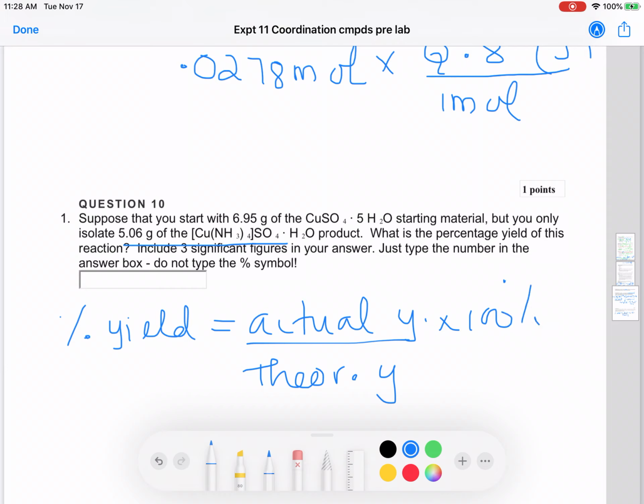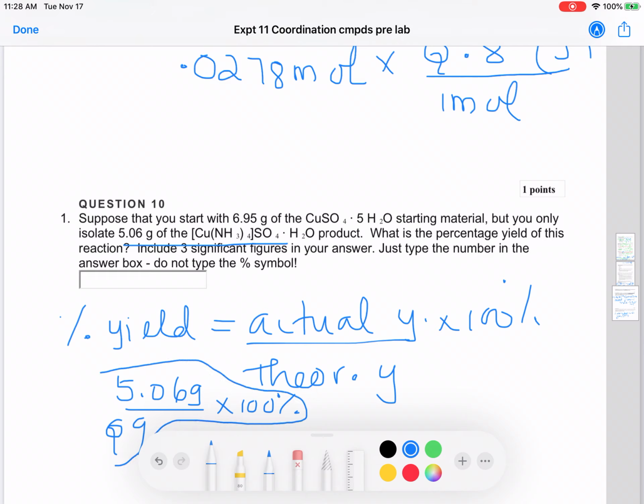So your actual yield is 5.06 grams. You divide it by the theoretical yield, which is your question 9 in grams, times 100. This will give you the percent yield. 5.06 you divide by the answer you get in question 9 times 100.